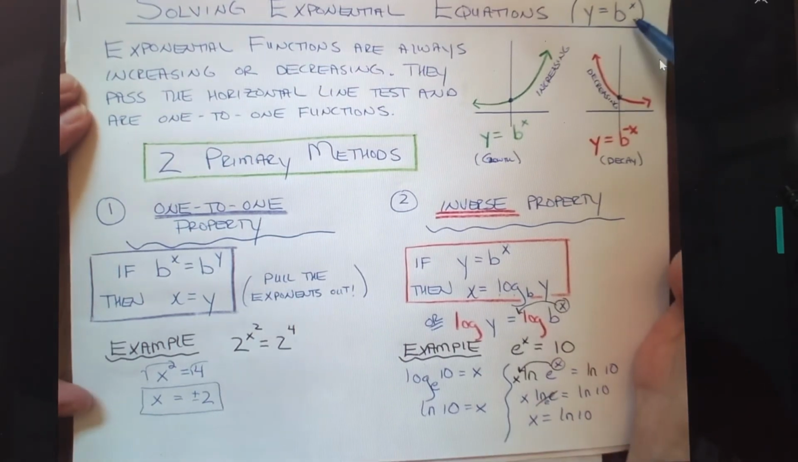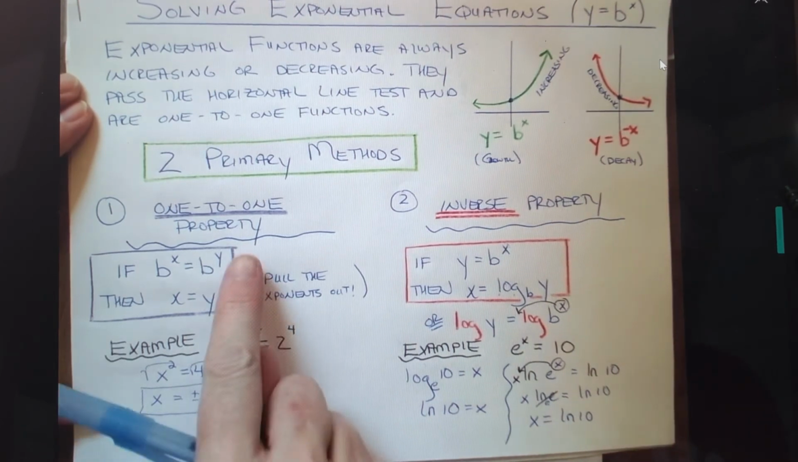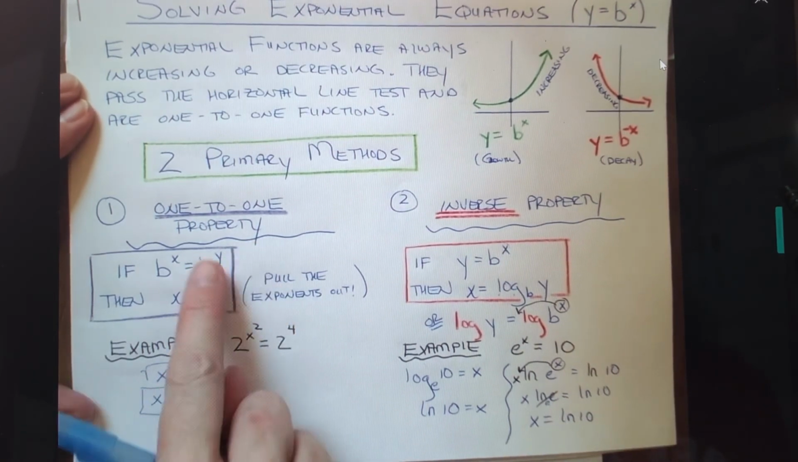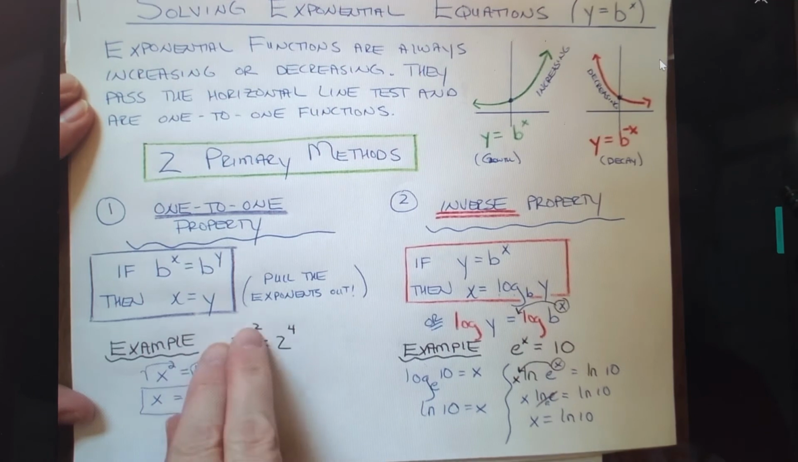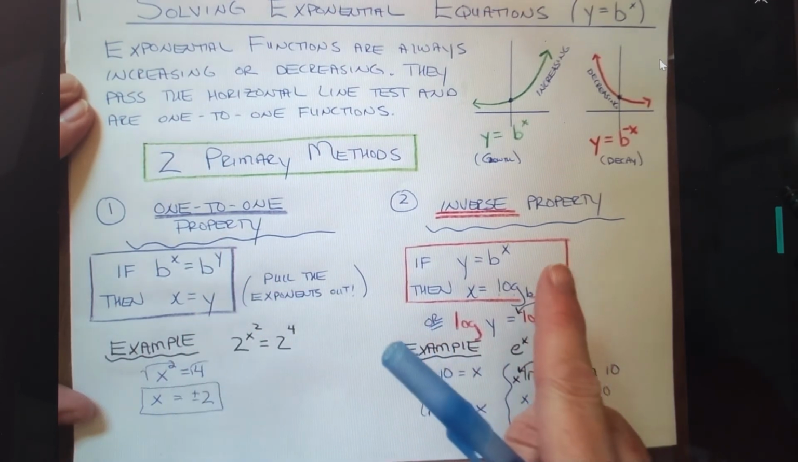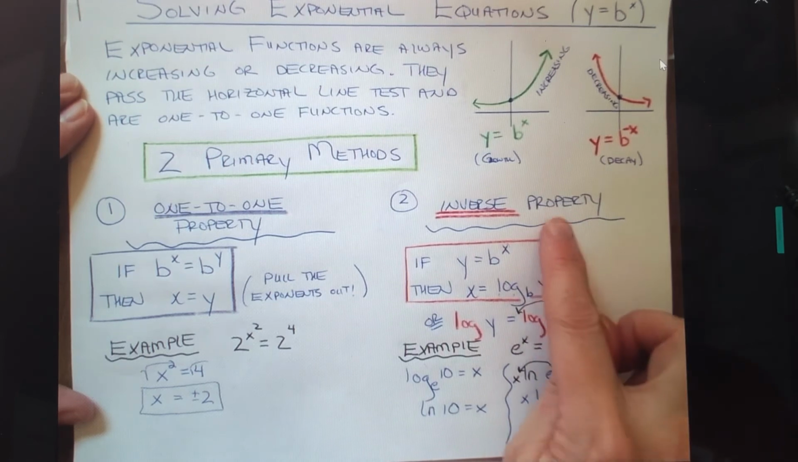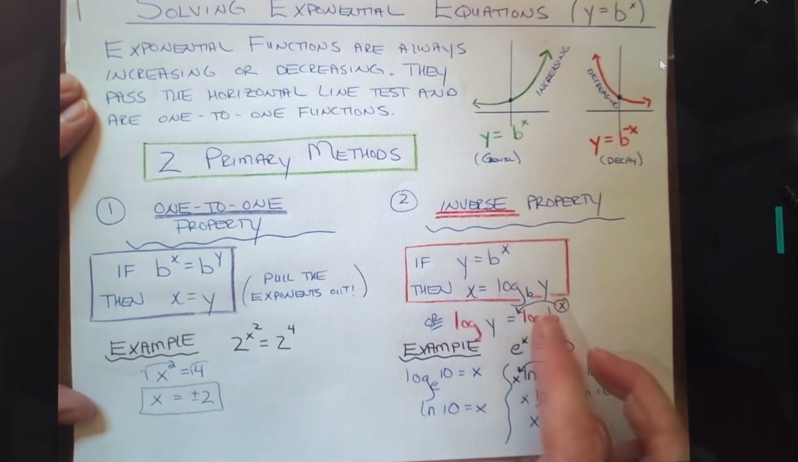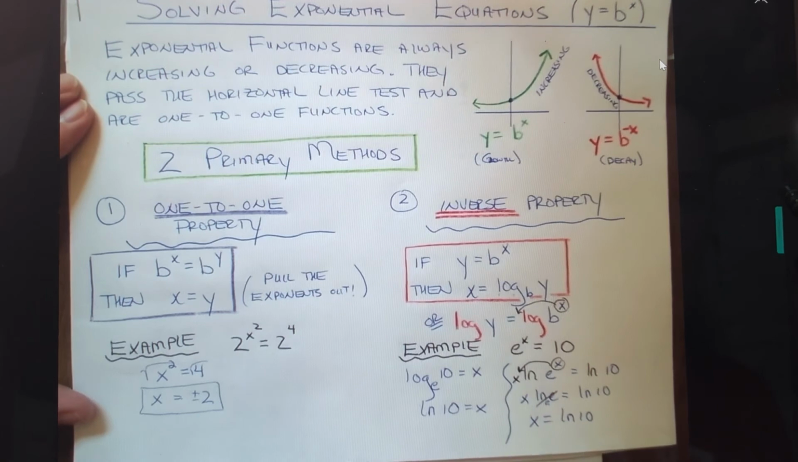You recognize that you have an exponential, and then you ask yourself, is it 1-to-1? If it is, let's please do it that way. It's the easiest, fastest way. If it's not 1-to-1, then we'll use the inverse property instead, and we're basically going to turn the exponential into a log and solve it that way, and we've got 2 options for doing that.